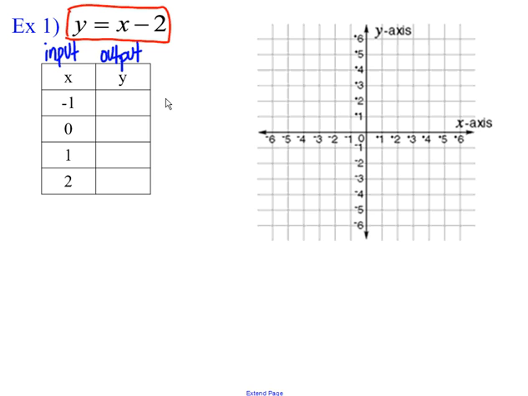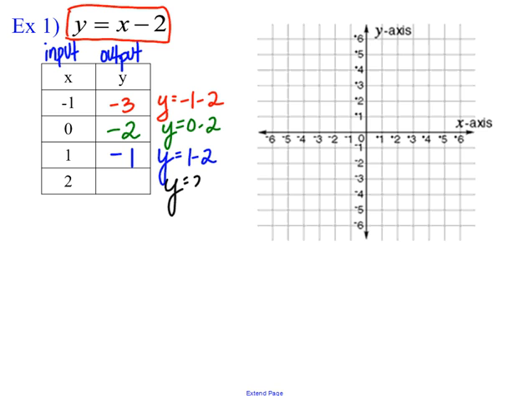So when we put a negative 1 in for x, y equals negative 1 minus 2. Well, negative 1 minus 2 is negative 3. We're going to try it again with 0, so y equals 0 minus 2. 0 minus 2 is negative 2. We'll try it again with 1. y equals 1 minus 2. 1 minus 2 is negative 1. And the last one here, y equals 2 minus 2, which happens to be 0.